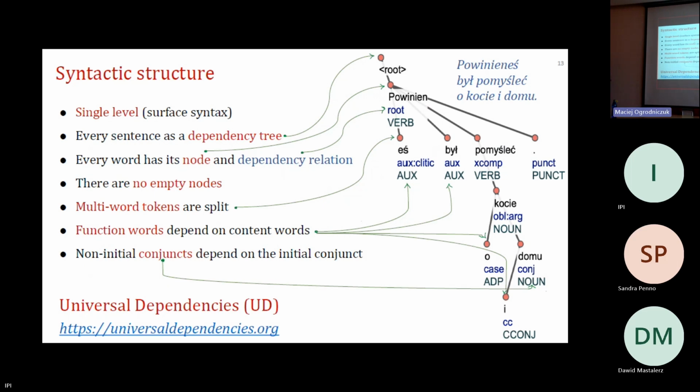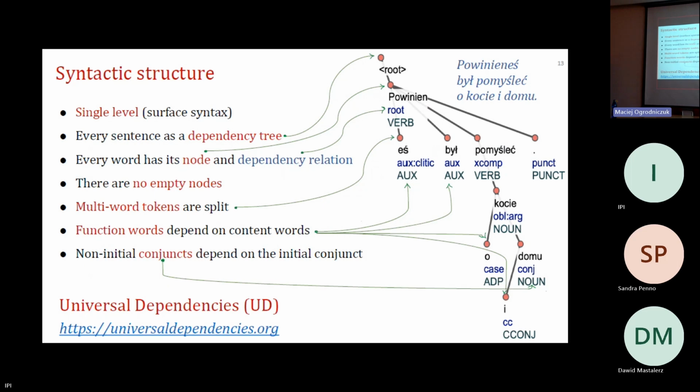Function words depend on content words. So it's always like this in Universal Dependencies. And it's nice because it's consistent, but it's not nice because some people don't like it really. There are no empty nodes. So you can't have here for pomyśleć a subject that is not there.